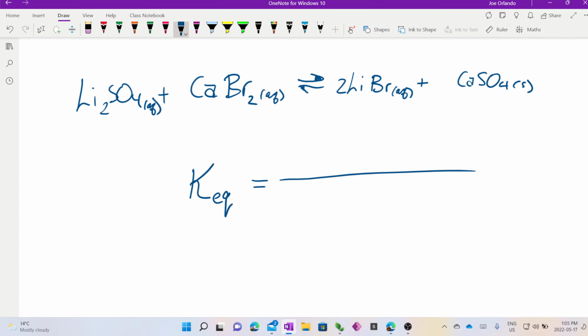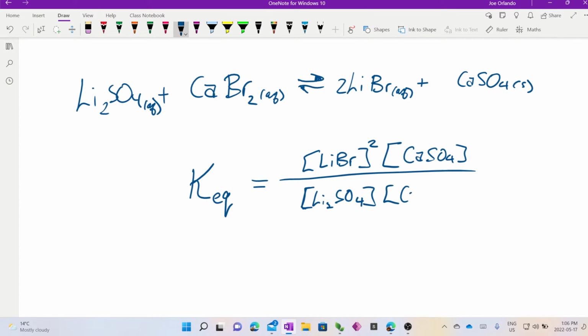The concentration of lithium bromide squared. Yep. And then over the concentration of Li2SO4, multiplied by the concentration of CaBr2. Very good. We put the products on the top. We put the reactants on the bottom. Everything is multiplied. And where do you get the exponents? From the number of moles, from the coefficients. Good. Is that reasonably comfortable?